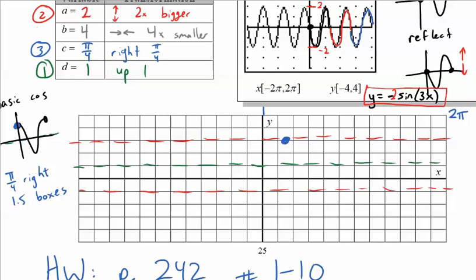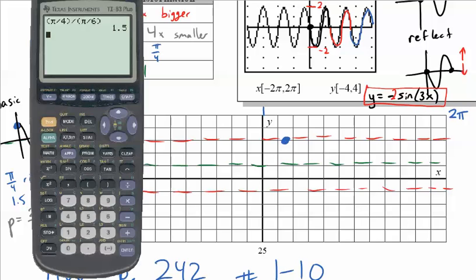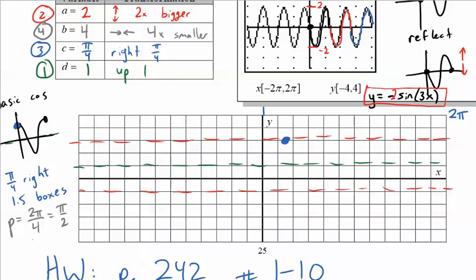Now I'm going to use the b value to find the period, which will tell me how often it repeats. So the period is 2 pi divided by b, which is pi over 2. How many boxes is that? Each box is pi over 6. So pi over 2 would be 3 boxes. So that means after 3 boxes, I'm going to be right back where I started.